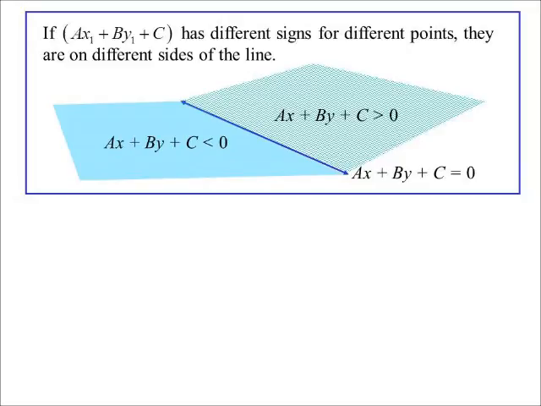So what I'm getting at is if you substitute 2 points into the general form, and one turns out to be positive and one turns out to be negative, they must be on opposite sides of the line. Whereas if they're both negative or both positive, they must be on the same side of the line. That might come in useful for some questions, who knows?